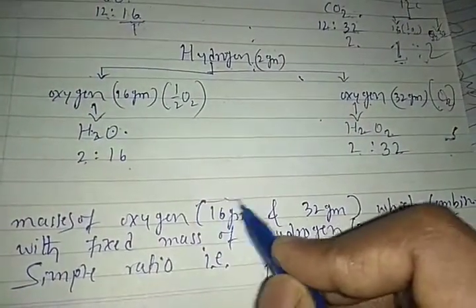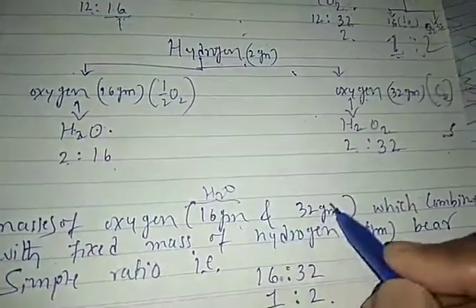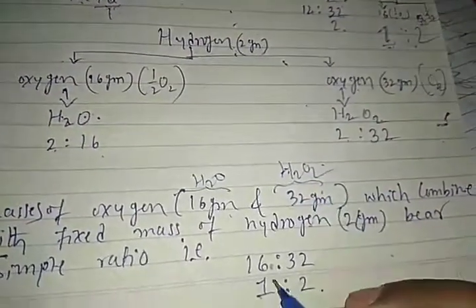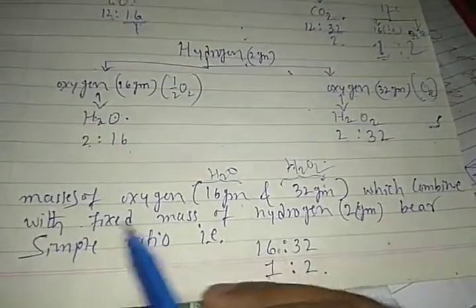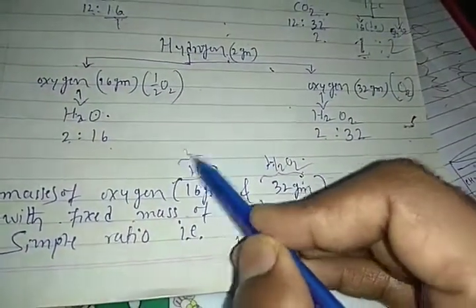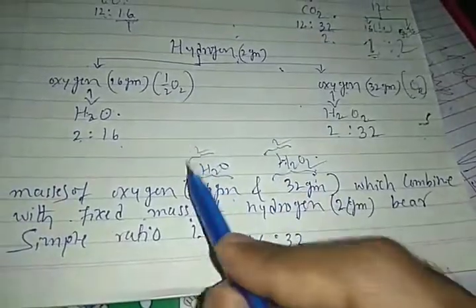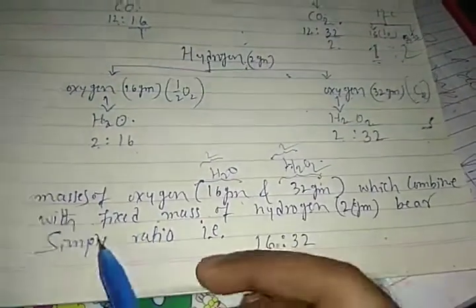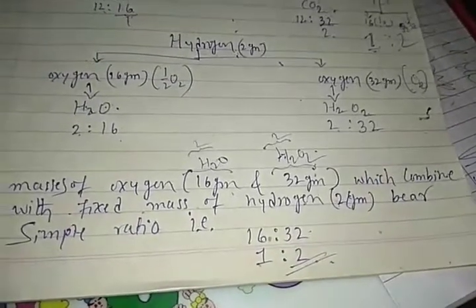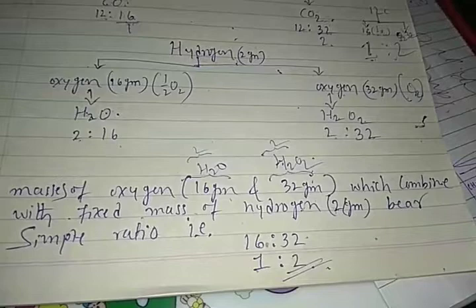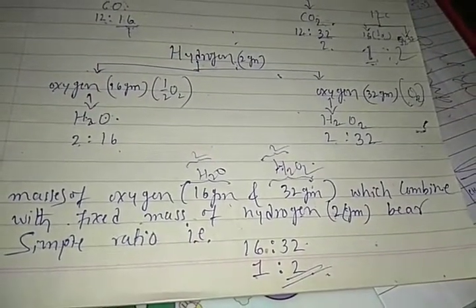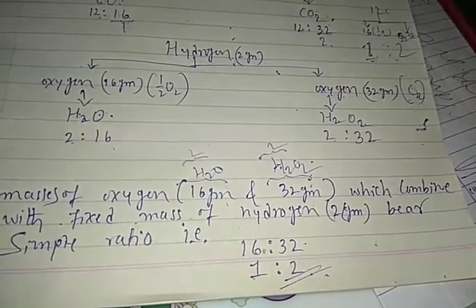In H2O, the mass of oxygen is 16 gram, and the mass of oxygen is 32 gram in H2O2, which combine with a fixed mass of hydrogen, 2 gram. They bear a simple whole number ratio, that is 16 to 32, which is 1:2. The simple whole number ratio is present. Right, students? This is about the law of multiple proportions. Understood, students?